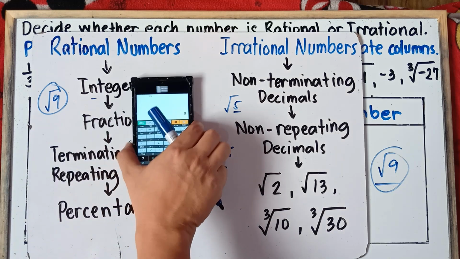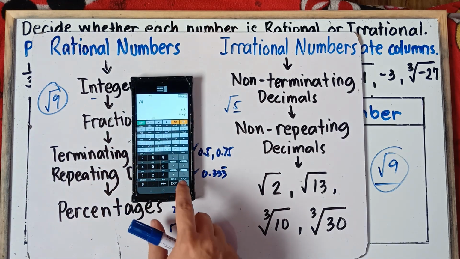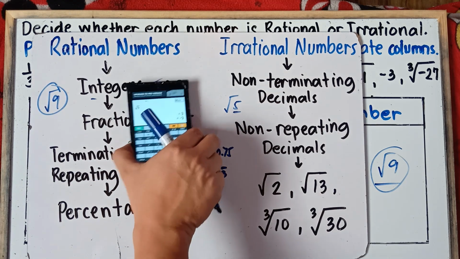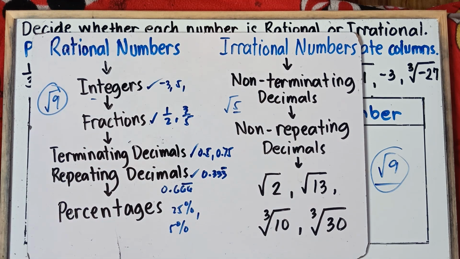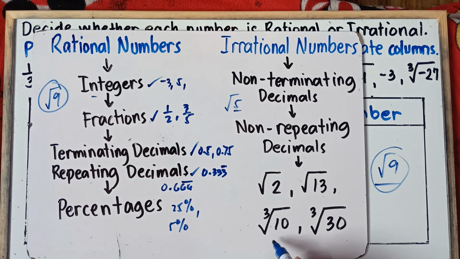Even if you use your calculator, square root of 9, the answer is 3. So therefore, class, square root of 9 is a rational number. Just remember, class, an irrational square root is one in which the number inside the square root is not a perfect square. Now how about the cube root, sir? Example, cube root of 10. Is 10 a perfect cube? Nope, 10 is not a perfect cube. Therefore, class, this one is an irrational number.